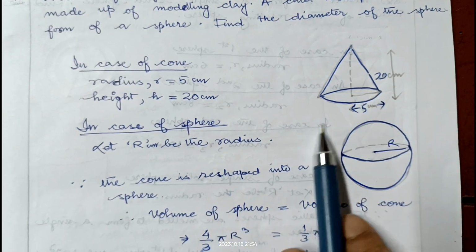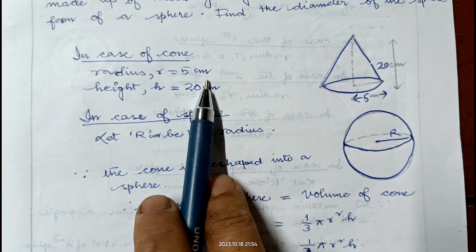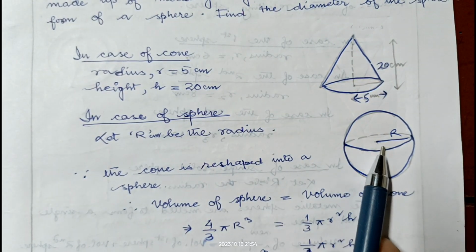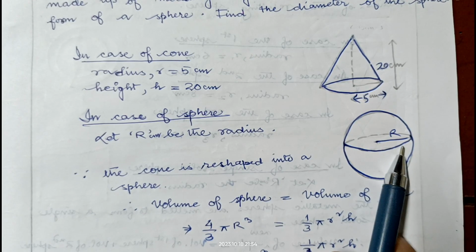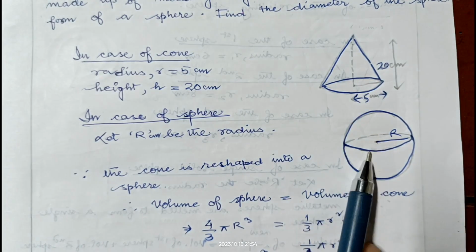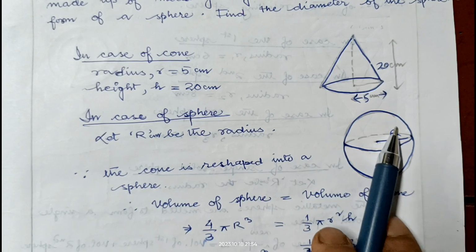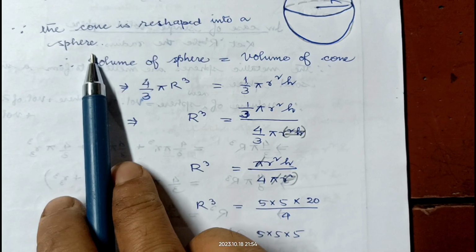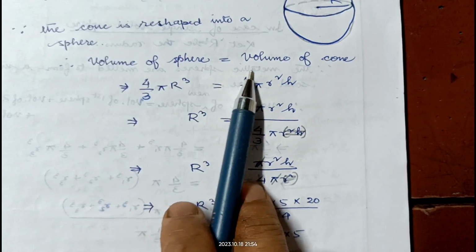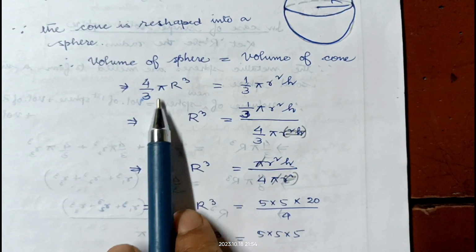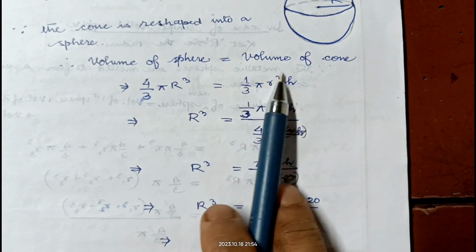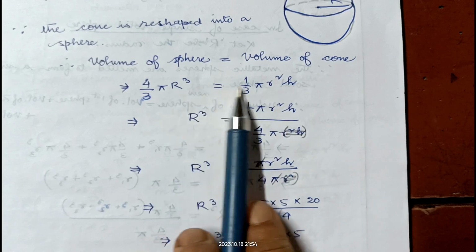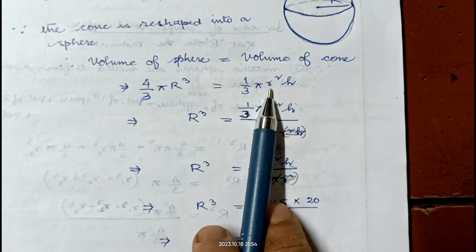So in case of cone we can write radius r is 5 centimeter and height is 20 centimeter. In case of sphere we can consider let r be the radius. Now since this one is reshaped in the form of a sphere, so volume of sphere must be equal to volume of cone. We know volume of sphere is 4 by 3 pi r cube and volume of the cone is 1/3 pi r square h. Here we have taken two different variables because radii are not equal.